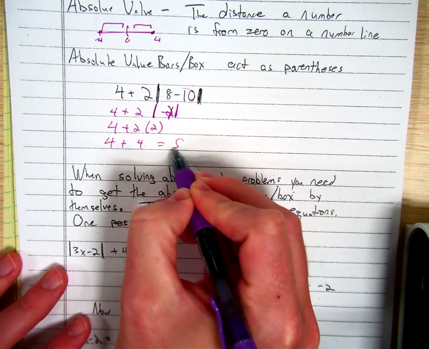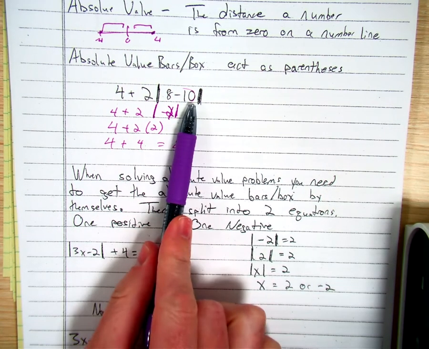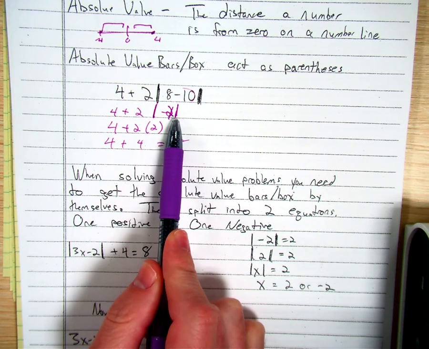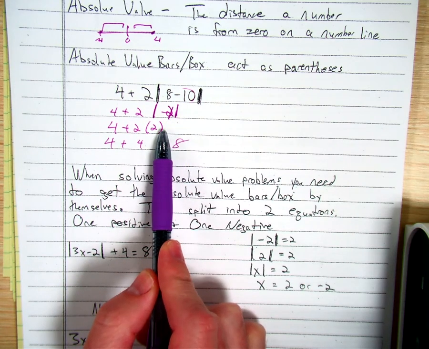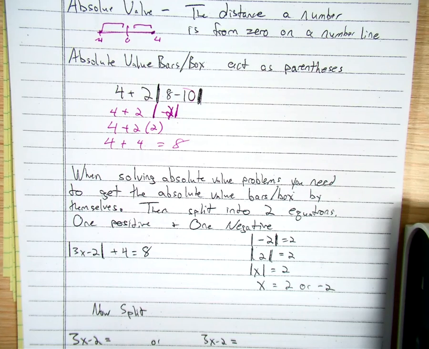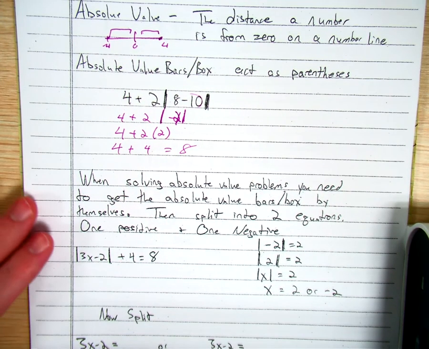And we'll get 8. So we did inside here first, negative 2. The absolute value bars, so it's the absolute value of negative 2, positive 2. 2 times 2 is 4. 4 plus 4 is 8. So that's just using absolute value. Hopefully you've seen that before in Algebra 1.